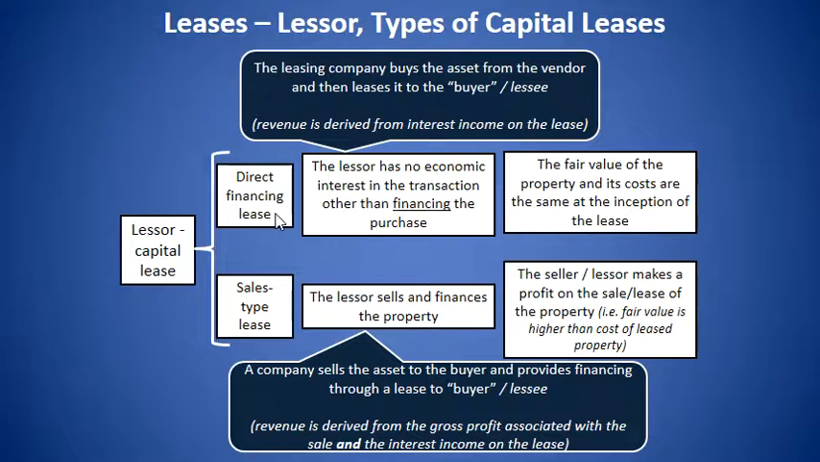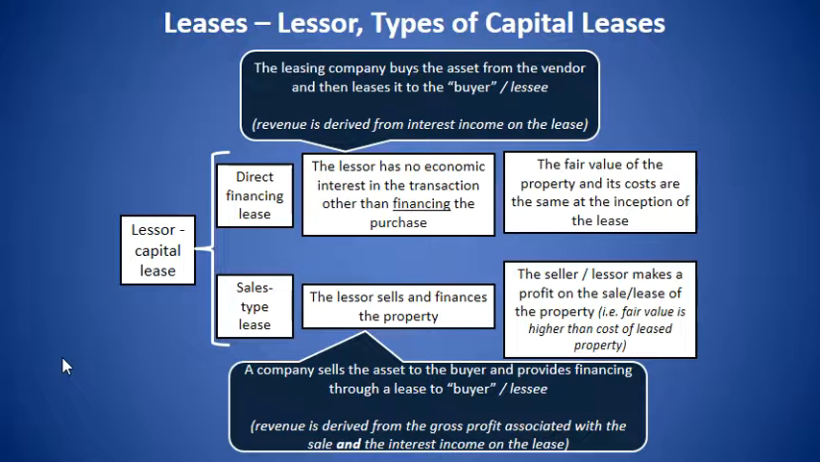Now, in the case of a direct financing lease, again, the lessor has no economic interest in the transaction other than financing the purchase. Typically what happens is the lessor, the leasing company, buys the asset from a vendor and then leases that asset to the buyer, who is a lessee. So the revenue in the transaction or for the lease is derived from the interest income on the lease.